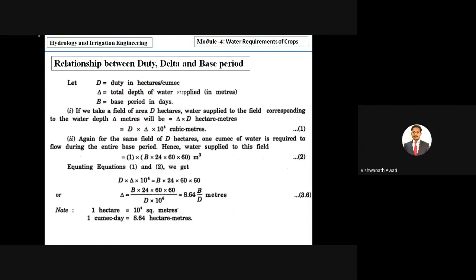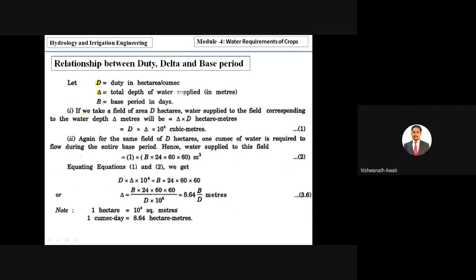So let D be the duty in hectares per cumec. Then delta is the total depth of water supplied in meters. B is the base period in days. Very simple. These are the three quantities.